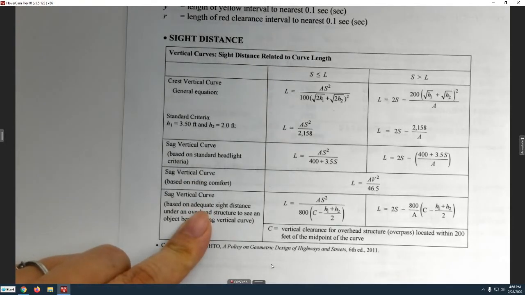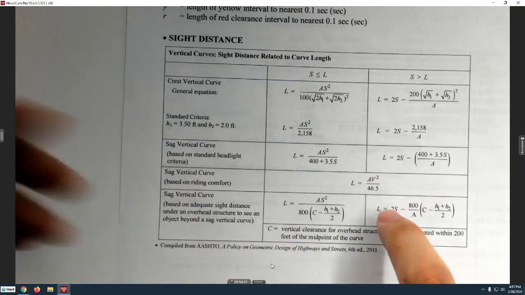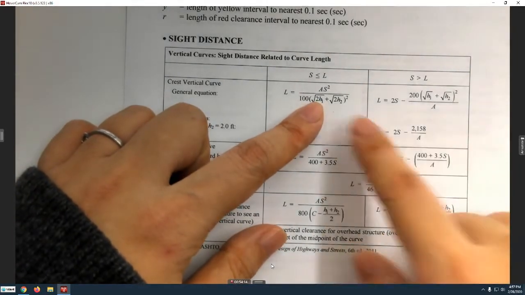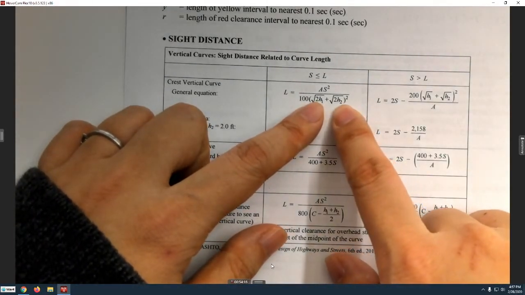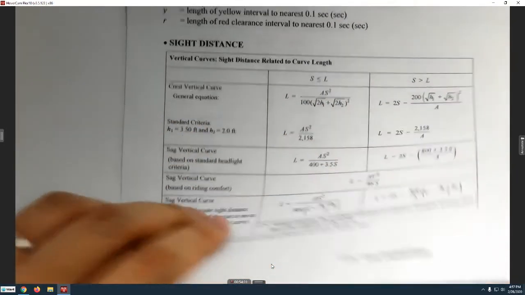This is when there is an overpass or a bridge in front of you and there is a sag curve. How do you make sure that the bridge does not block your view? So you want to use this one. The only thing you may need to review is to refresh your memory on what H1 is, what H2 is, and how to calculate these S.